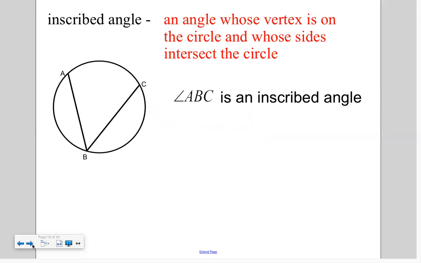An inscribed angle is an angle whose vertex is on the circle and whose sides intersect the circle. So this is angle ABC, and it's an inscribed angle.